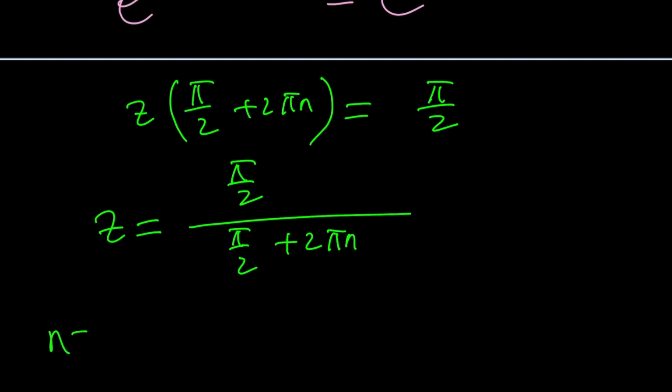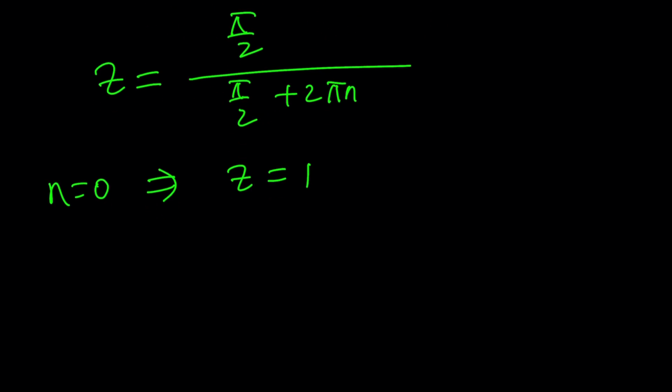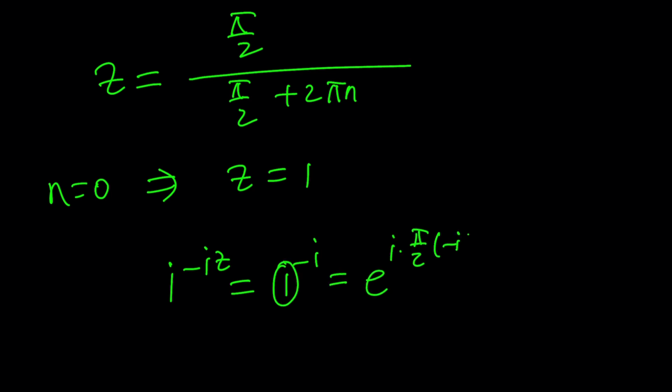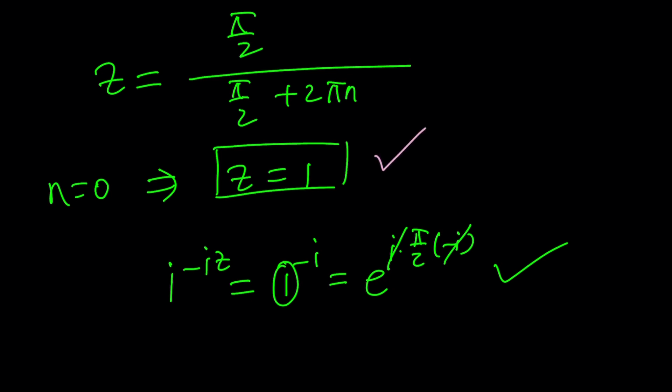If n is equal to 0, from here, you get z equals 1. Is that a solution? I don't know. You should give it a try. Maybe it is. Look, i to the power negative iz. When z is 1, this becomes i to the power negative i. And i is e to the power i pi over 2. Multiply by negative i. This becomes negative i squared, which is 1. And yes, it works. Beautiful. z equals 1 is a solution. Ta-da! And the only integer solution.